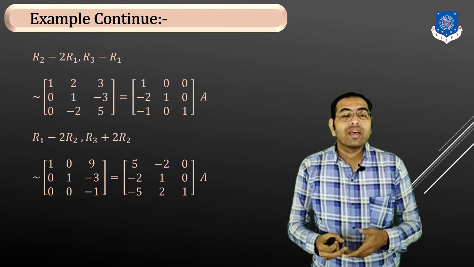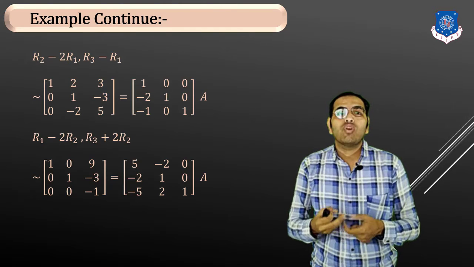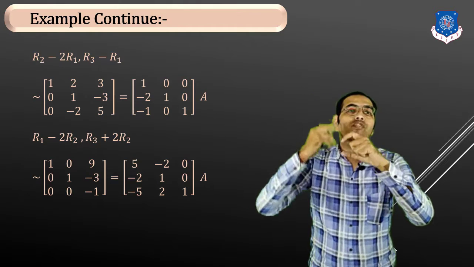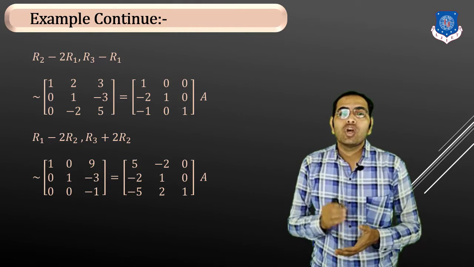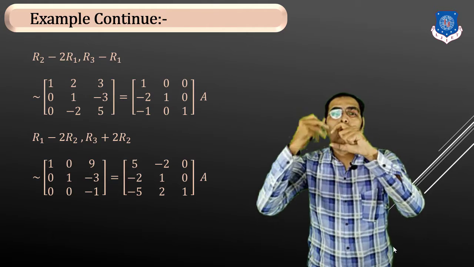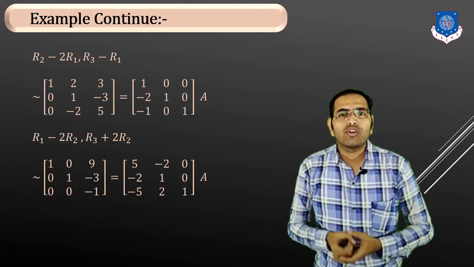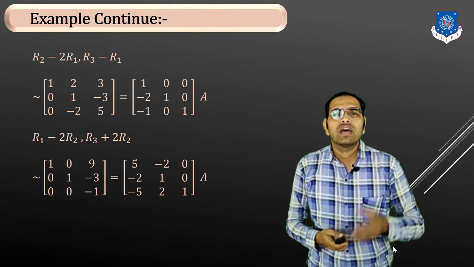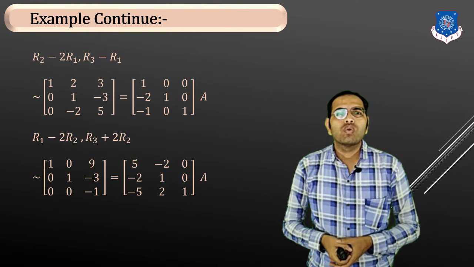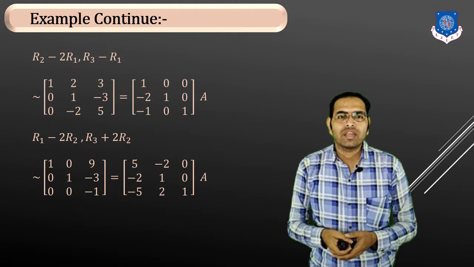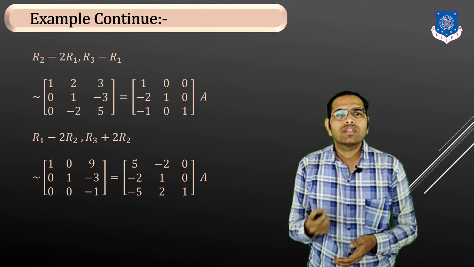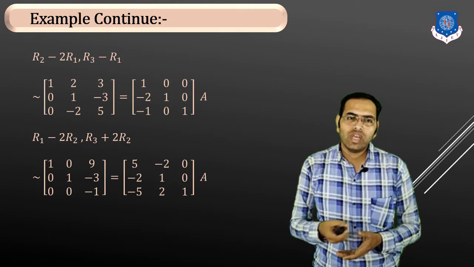First convert to row equivalent form, then reduced row equivalent form, or you can apply the operations simultaneously, making the entries below and above the leading one 0. Here we are applying the operations together, making the bottom entries 0 and the above entry 2 also 0. For that, apply the row operations R1 minus 2R2 and R3 plus 2R2, and that will give you [1 0 9; 0 1 -3; 0 0 -1] = [5 -2 0; -2 1 0; -5 2 1] into A.